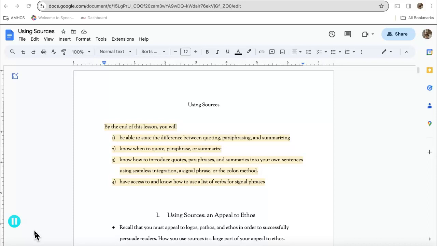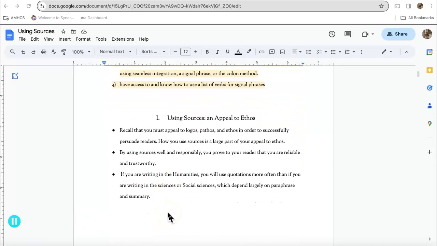You should have working knowledge of how to introduce quotes, paraphrases, and summaries into your own sentences using three different options: seamless integration, a signal phrase with the author's name, and then what we're calling the colon method. You should then, at the bottom of this lesson, have access to and know how to use a list of verbs that will help you create better signal phrases. All right, so let's go ahead and get started.